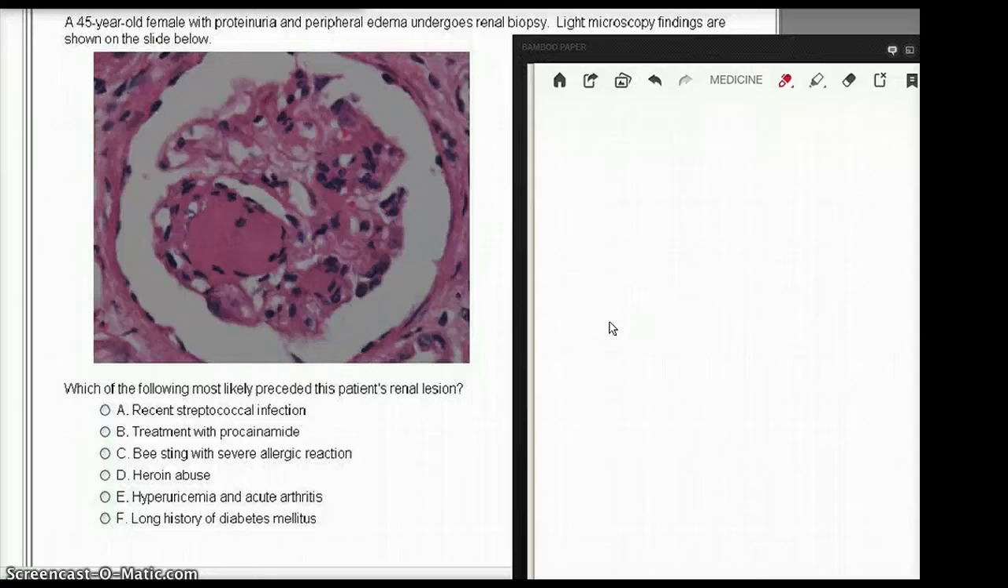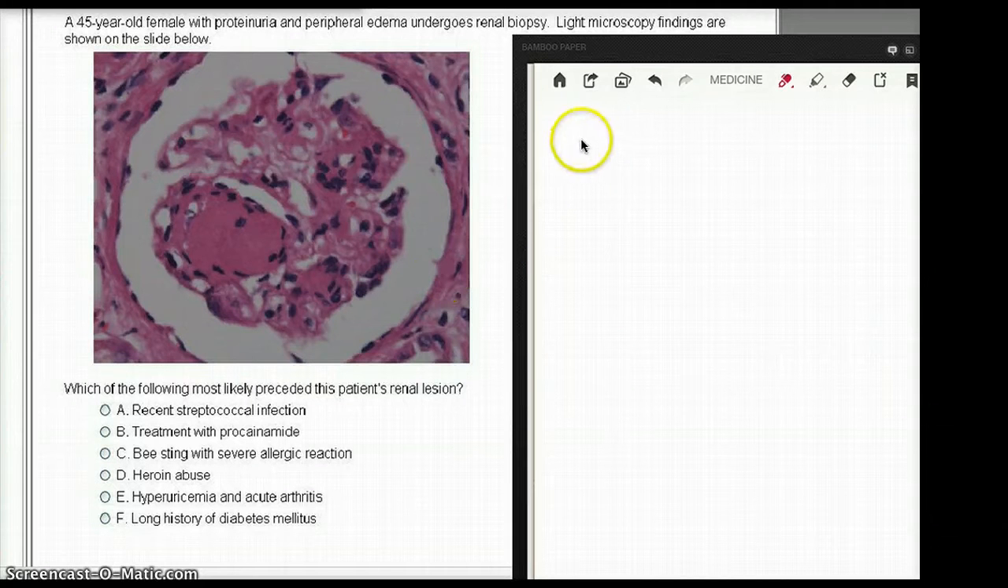This question deals with a 45-year-old female with proteinuria and peripheral edema who undergoes renal biopsy. Light microscopy findings are shown on the slide below. Which of the following most likely preceded this patient's renal lesion?